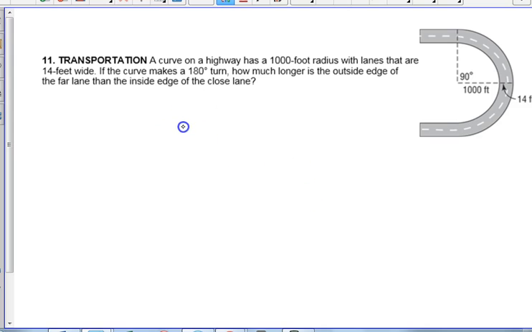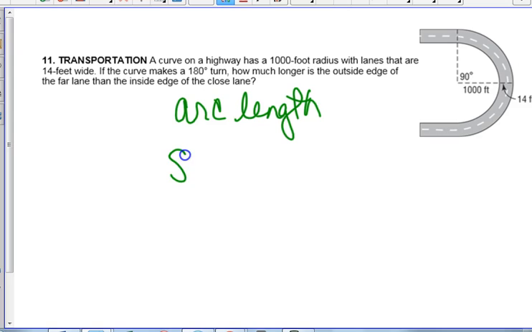Don't hate. Okay, how much longer is the outside? We need arc length here, okay? I'm going fast. I'm telling you what we need. We need arc length. How do you find arc length? S equals R times theta. But theta has to be in radians or it doesn't work.